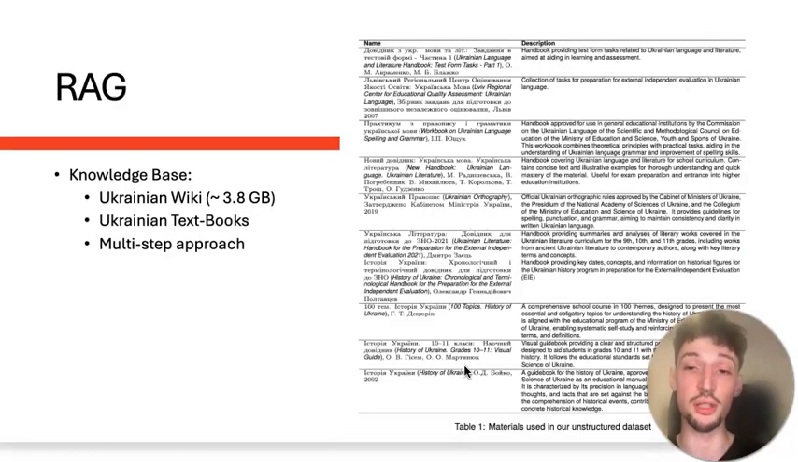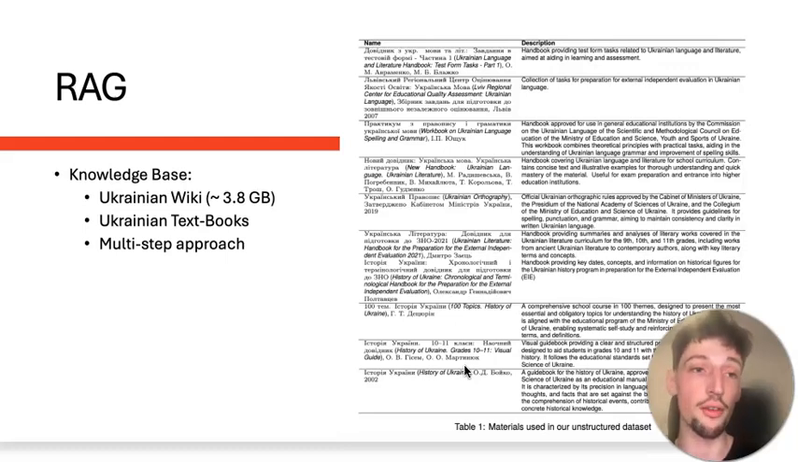Now let's talk about retrieval augmented generation. For our retrieval pipeline we built a raw knowledge base, consisting of the entire Ukrainian Wikipedia and a selection of Ukrainian textbooks. The text from the Ukrainian Wikipedia amounted to almost 3.8 gigabytes. Here on the right we can see some examples of Ukrainian textbooks selected. We also leveraged online textbooks for 11th grade for various subjects.